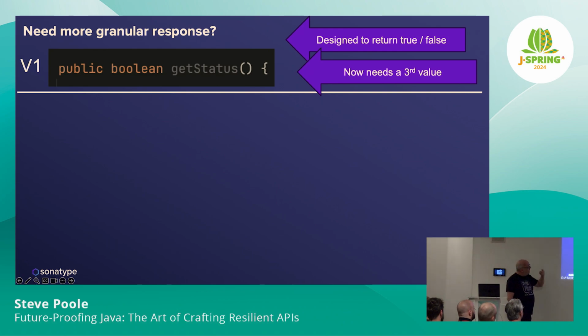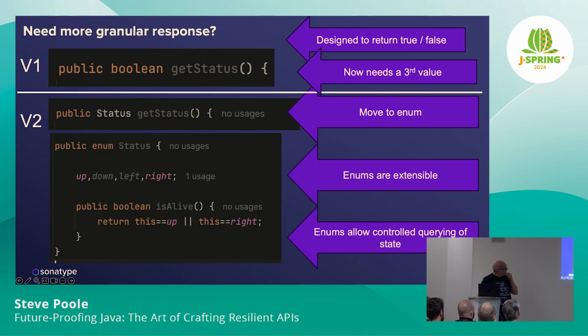Okay. Now, this one I've seen so many times when people go, is it alive or dead? Okay, we'll give you a Boolean method. And you go, okay, well, that's cool. And now I need something else. You know. So what do you do? Well, the answer is you've got enums.